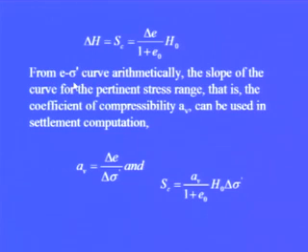Now, from this e-sigma dash curve, arithmetically the slope of the curve for the pertinent stress range, that is the coefficient of compressibility av, can be used in the settlement computation. So, this av is delta e divided by delta sigma dash. So, this delta e can be written as av into delta sigma dash. Now, when we substitute in this equation, we will get Sc equal to av upon 1 plus e0 into H0 delta sigma dash.